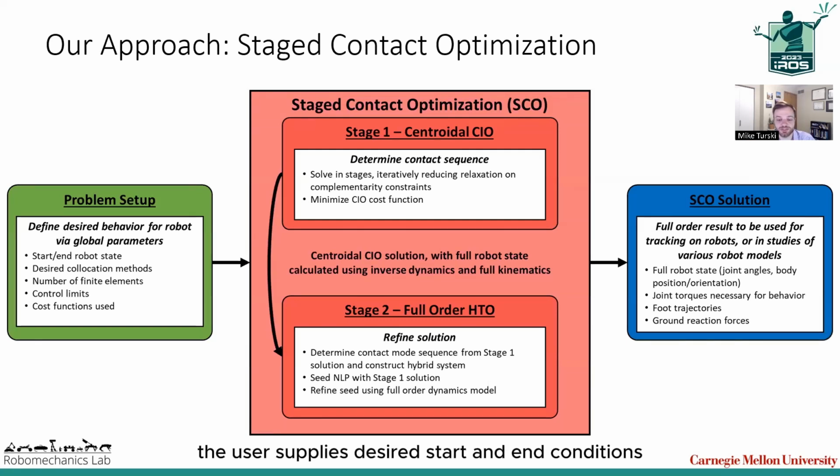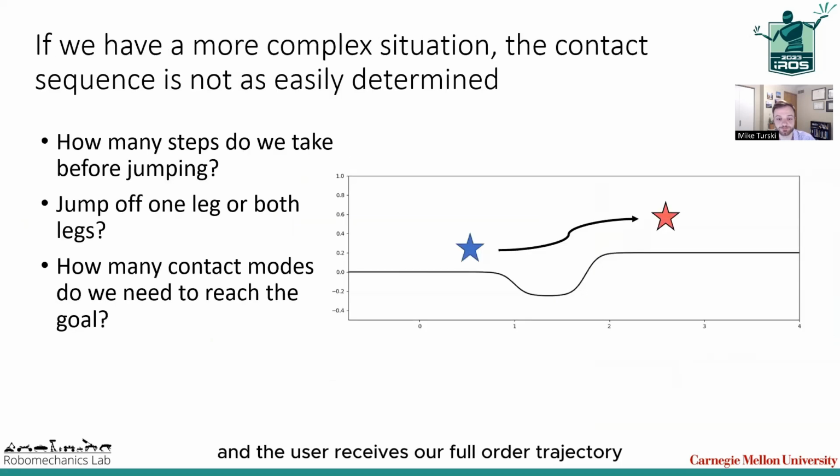The user supplies desired start and end conditions and a cost function, and then receives a full order solution. SCO starts with a staged sinusoidal CIO solve. The contact sequence is then extracted from this result to set up a HTO problem, which is seeded with a calculated full robot state at each time step. Finally, the HTO problem is solved and the user receives our full order trajectory.